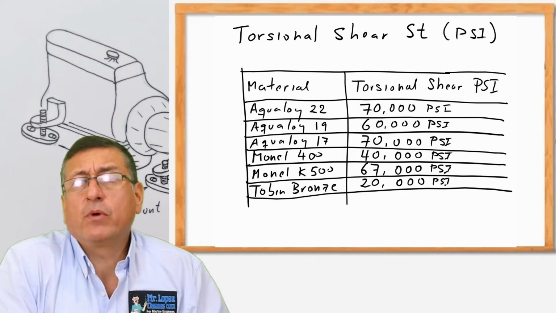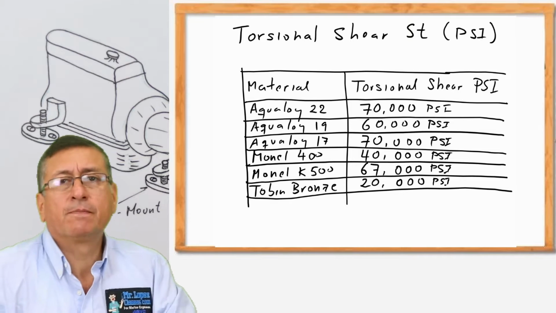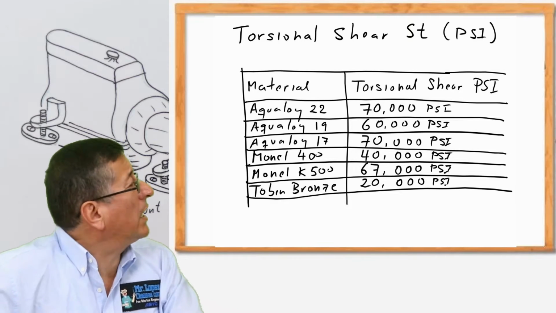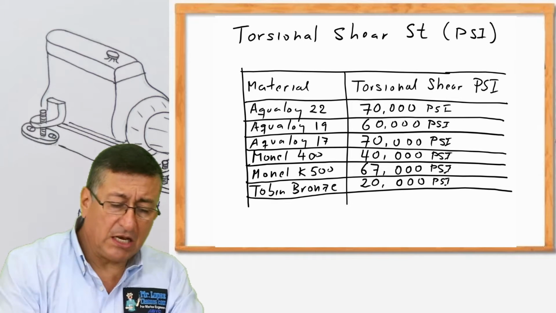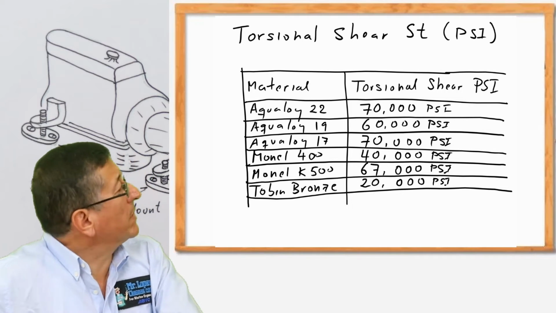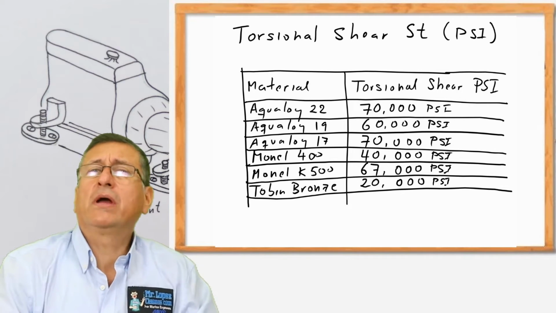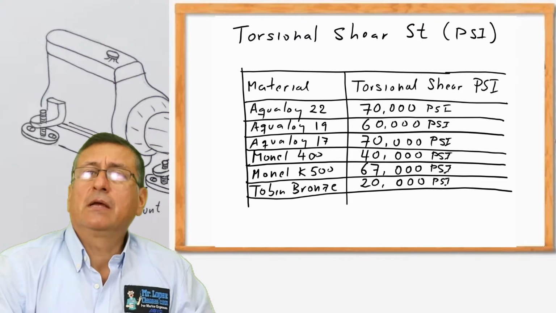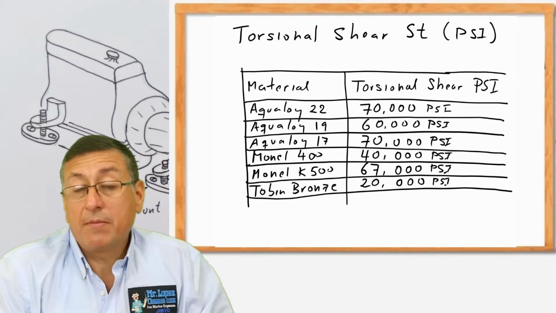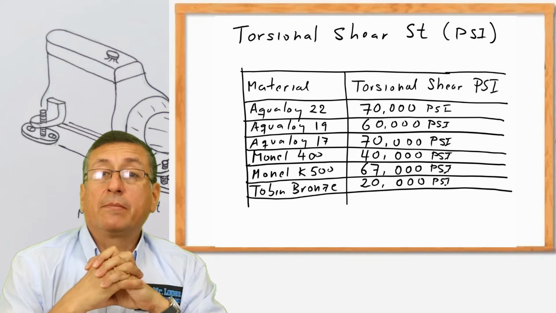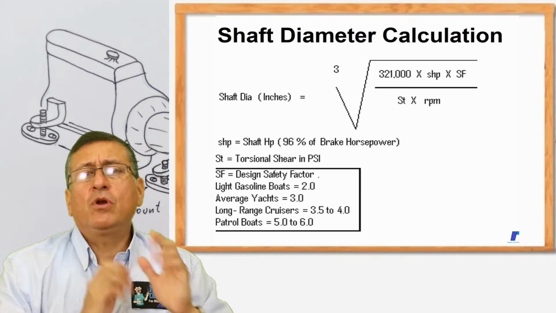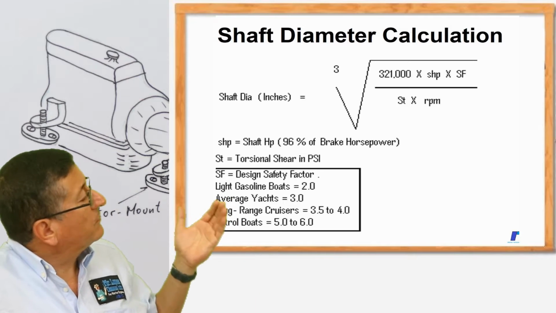Remember that we have different types of materials. We have Aqualoy 22, Aqualoy 19, Aqualoy 17, and we have tobin bronze, we have stainless steel, we have different types of materials. Depending on the material and depending on the diameter of the propeller, we are going to calculate the diameter of the shaft. The formula to calculate the diameter of the shaft is this formula.